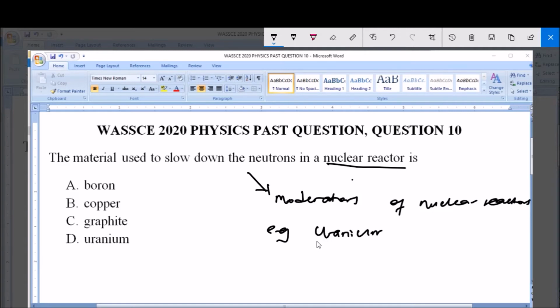Now, an example of a material that is used to slow down neutrons is uranium. Uranium is a typical example of a material used to slow down neutrons in a nuclear reactor. So uranium is known as a moderator of nuclear reactors, and that is option D, uranium, which is the answer to this question.